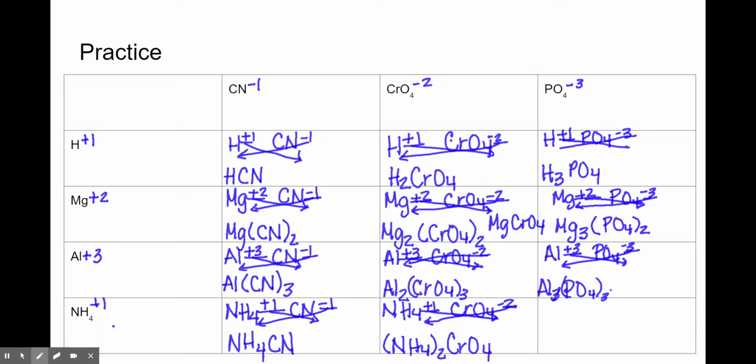The 3 and the 3 can cancel out. So it's just Al, no parenthesis needed, PO4.